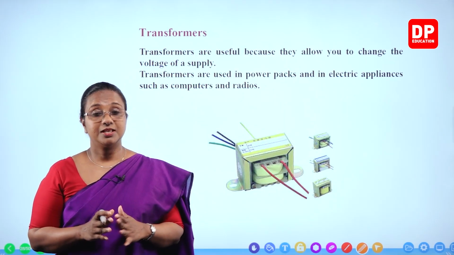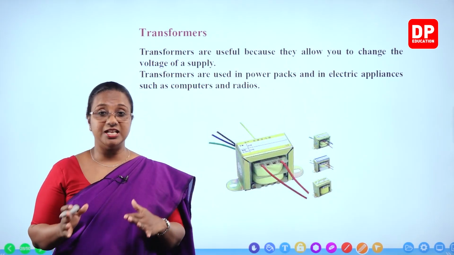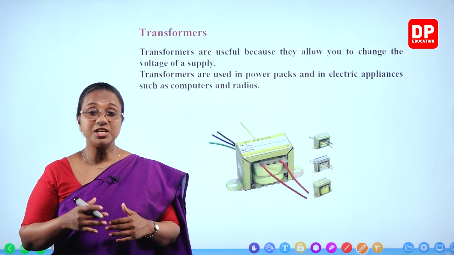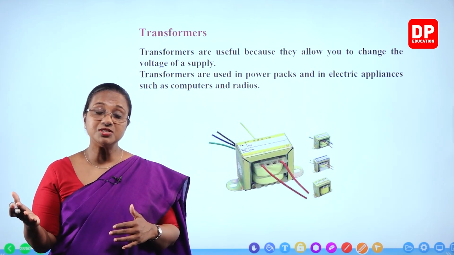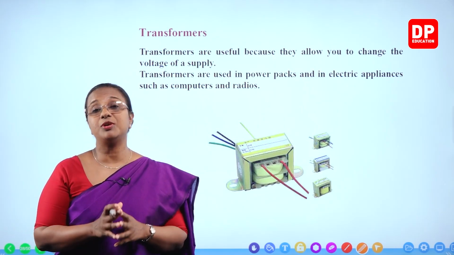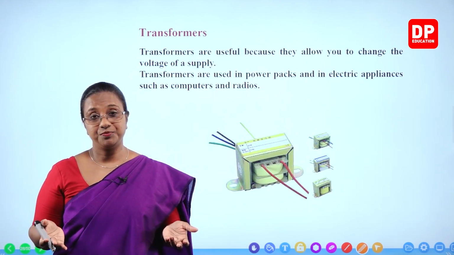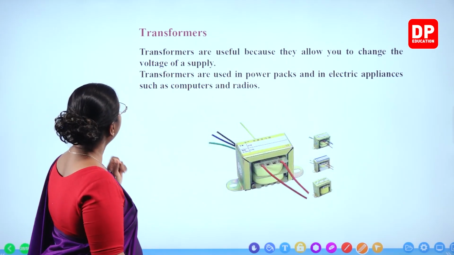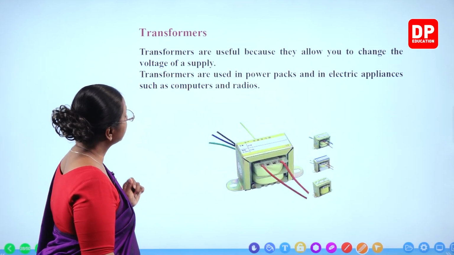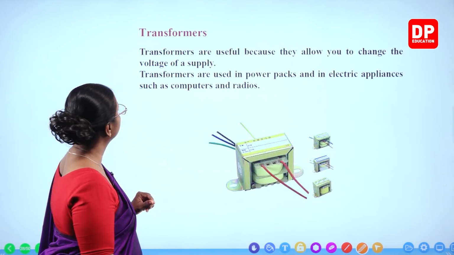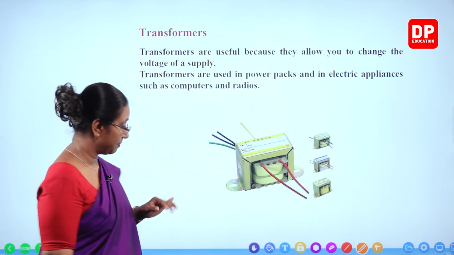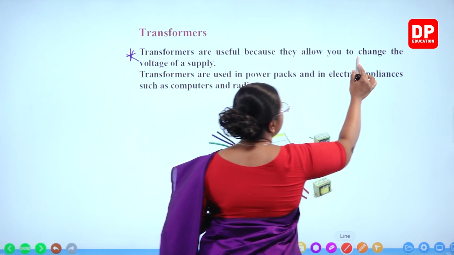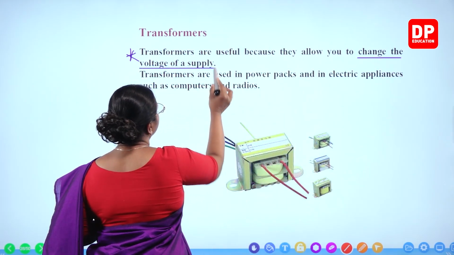So from all these, you can understand, students, there is a change. From higher potential difference, you can bring it down. From low potential difference, you can increase the potential difference. So you can basically change the potential difference of a current. That is done by the transformers. Transformers are useful because they allow you to change the voltage of a supply. So very important, because they allow you to change the voltage of a supply.